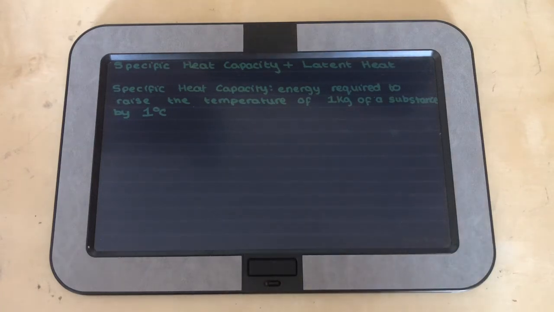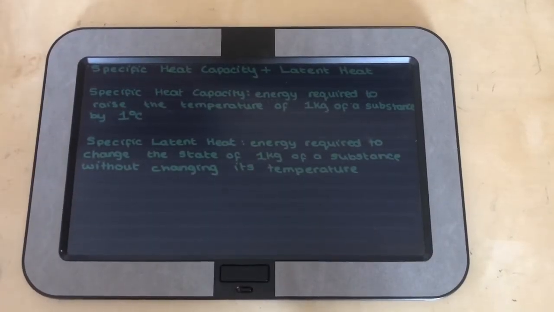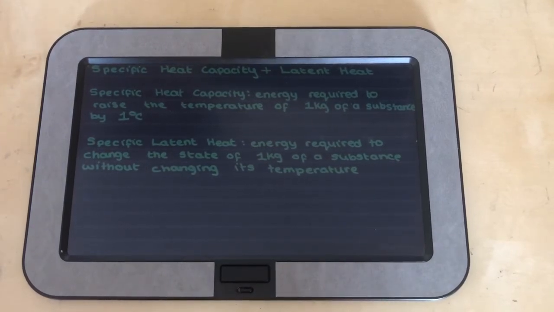Hi, today we're going to look at specific heat capacity and specific latent heat. The specific heat capacity of a substance is the energy required to raise the temperature of 1 kilogram of the substance by 1 degree Celsius. The specific latent heat of a substance is the energy required to change the state of 1 kilogram of a substance without changing its temperature.